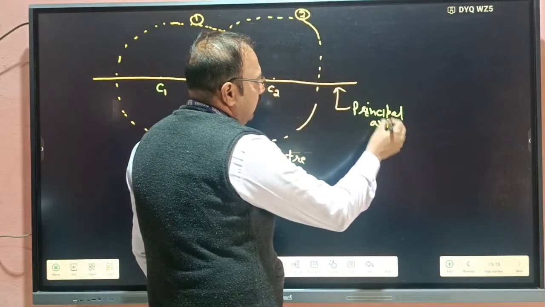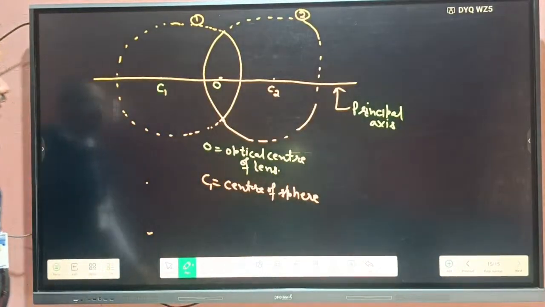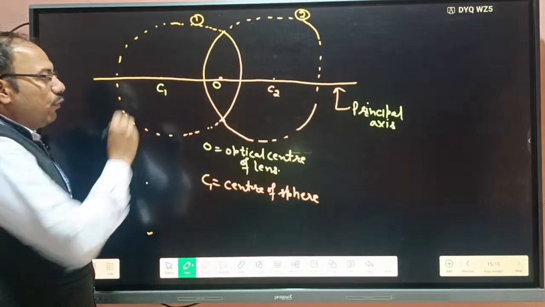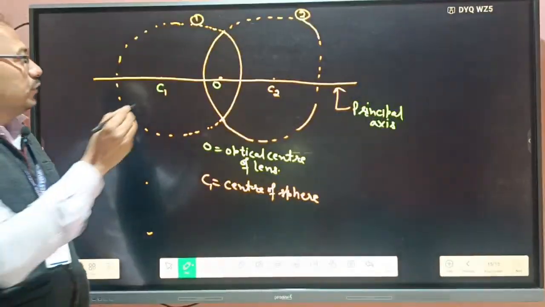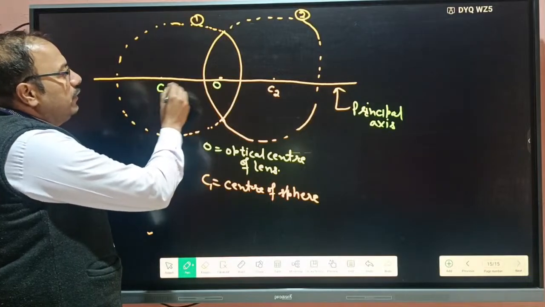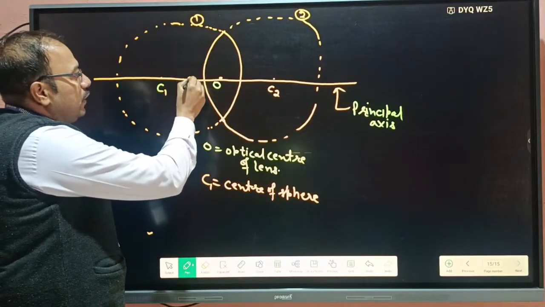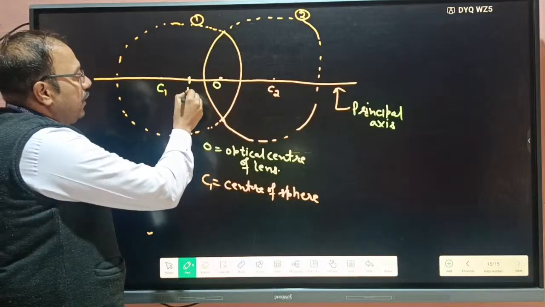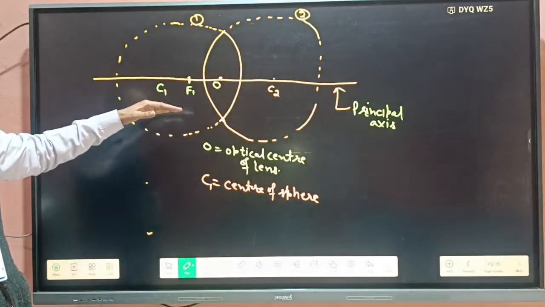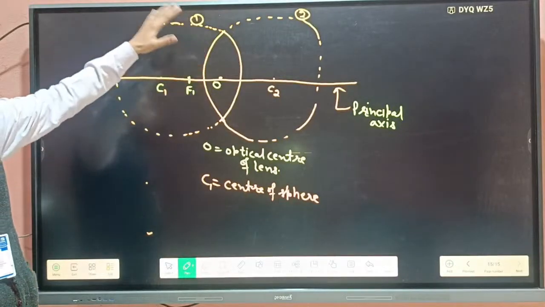Principal axis. So here one more important point, that is what is focus. So that is the half distance between C1 and O1. So there is another point. This point is known as F1. So what is F1? F1 is the focus of sphere 1.